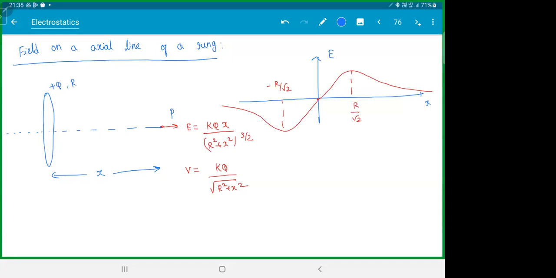Gravitation, the formula is G m x by (r square plus x square) to the power 3 by 2. K becomes G and q becomes m. Everything that we did in electro, you can do in gravity. No, reverse. Whatever you did in gravity, you can do in electro. Everything in electro, you can't do in gravitation, because gravitational repulsion is not there. Put on the formulas. Let's see some questions based on this.